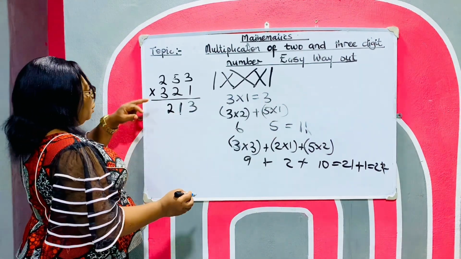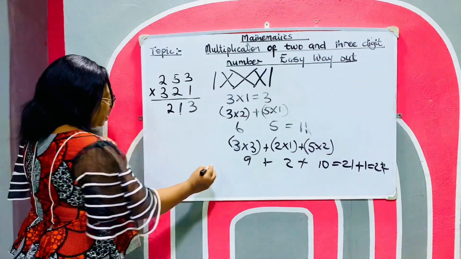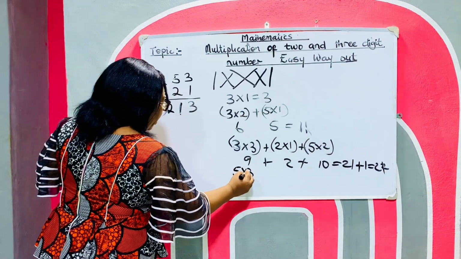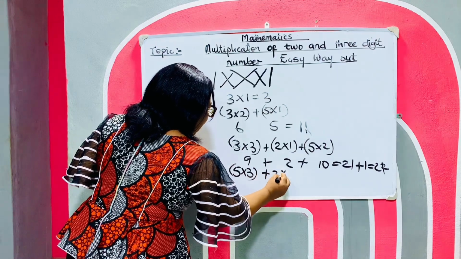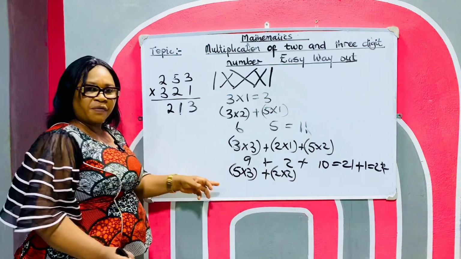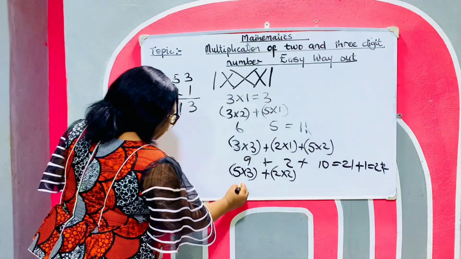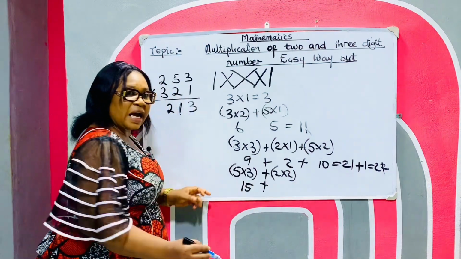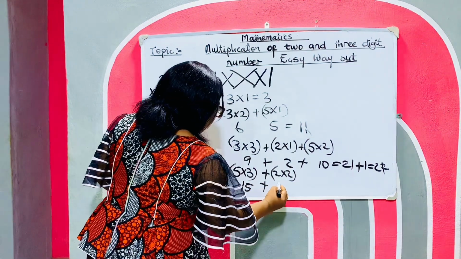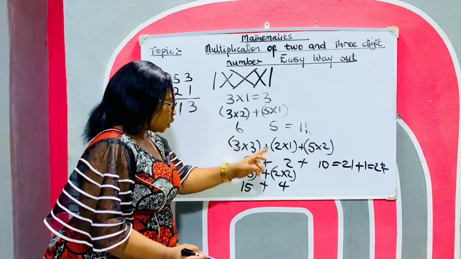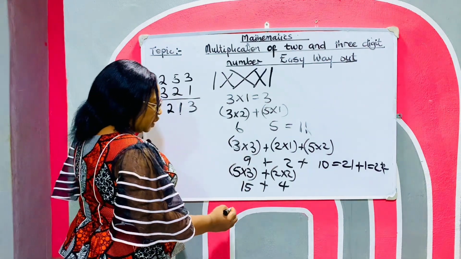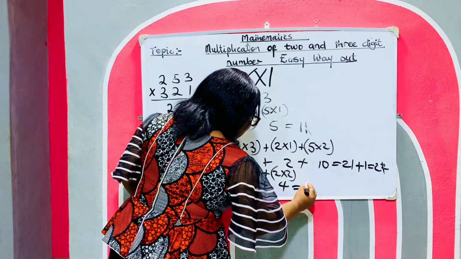And this time around, we say 5 times 3 plus 2 times 2. Good. 5 times 3 is what? 15. 2 times 2 is what? 4. So, 15 plus 4 will give us 19.